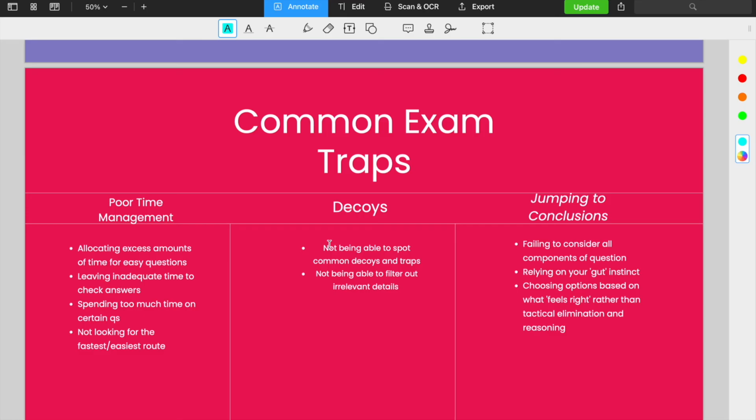Okay, decoys. So not being able to spot common decoys and traps, not being able to filter out irrelevant details, jumping to conclusions, failing to consider all components of the question, relying on your gut instinct, choosing options which feel right rather than using tactical elimination. If you're short on time, it's okay if you can just eliminate 2 options and then choose between the other 2 remaining options. You have a 50-50 chance of getting it right, but if you're simply going by your gut feeling and not actually working through things systematically, then you're bound to get the question wrong, okay?